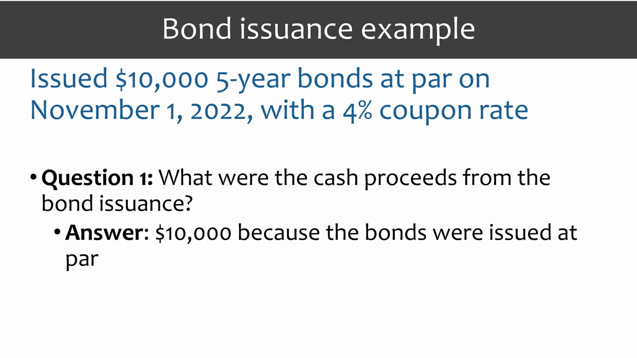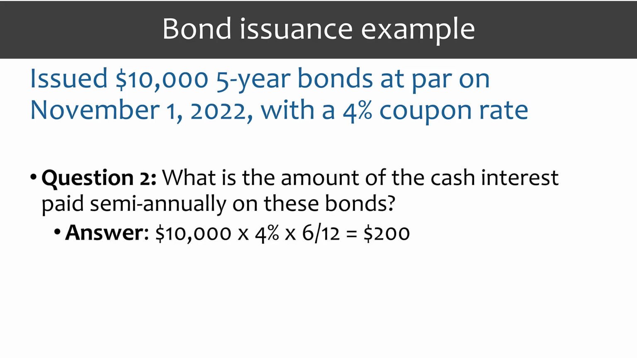So let's go through an example now. Let's say that an organization issued $10,000 of 5-year bonds at par on November 1st, 2022 with a 4% coupon rate. The first question is, what were the cash proceeds from the bond issuance? Well, the answer is $10,000 because the bonds were issued at par or 100% of the face value.